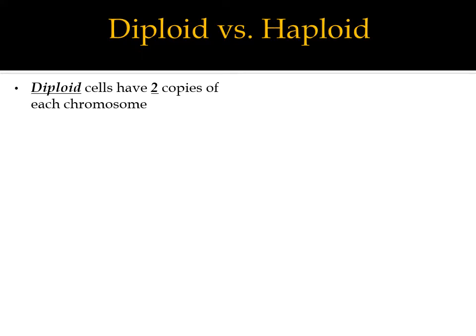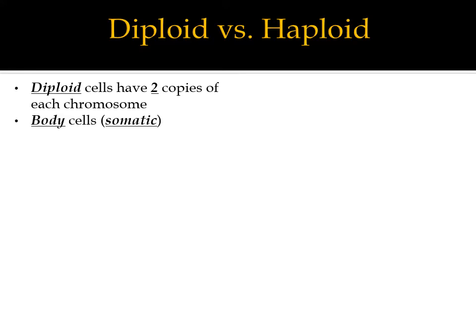So a cell that has the full 2 copies of every chromosome, one from mom, one from dad, is called a diploid cell. We saw that in people, human beings, we have 46 chromosomes, 23 from mom, 23 from dad. This would be a diploid cell, di meaning 2. 2 copies of every single type of chromosome.